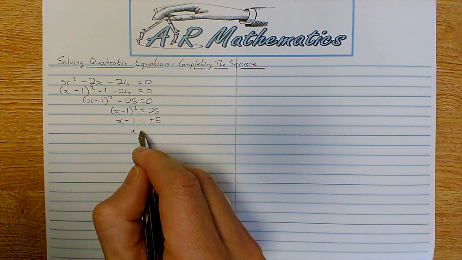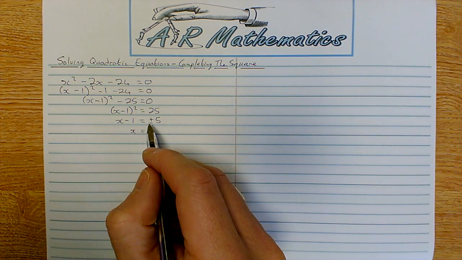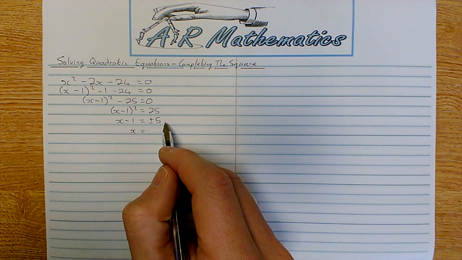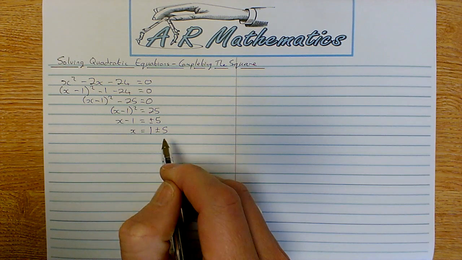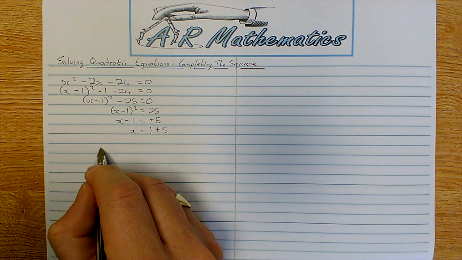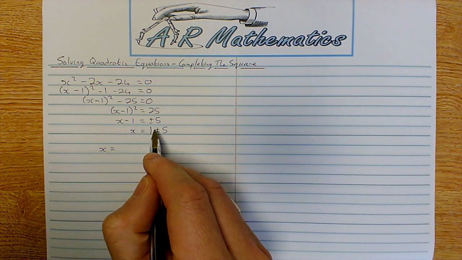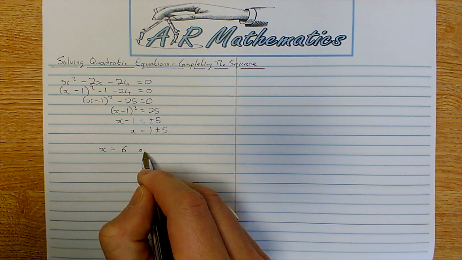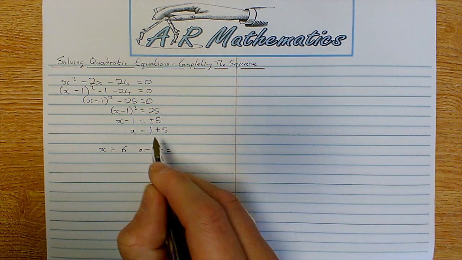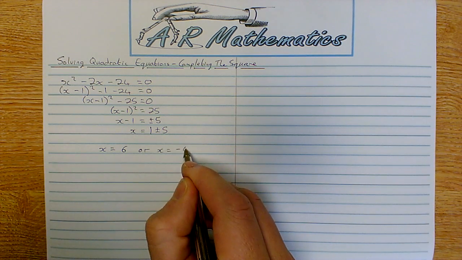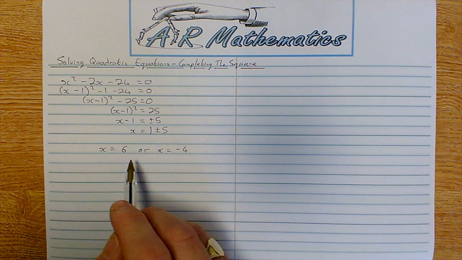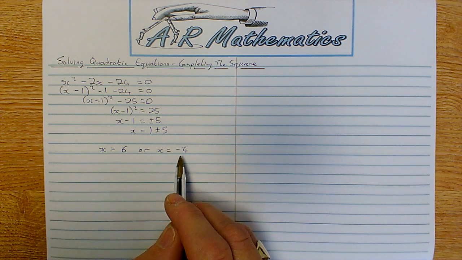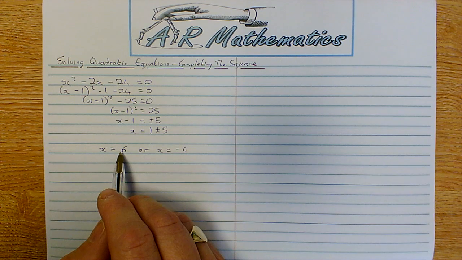Now to find x on its own I need to add 1 to both sides, so I could write plus or minus 5 plus 1, but I'd rather write 1 plus or minus 5. And this leaves us with two solutions, either x equals 1 plus 5, which is 6, or x is going to be 1 minus 5, which is minus 4. This means that your curve now will cross the x-axis at minus 4 and 6.